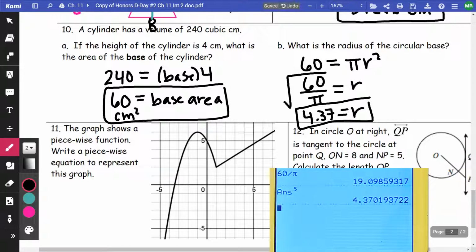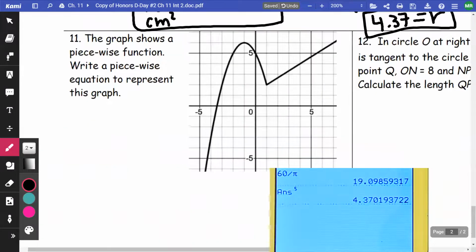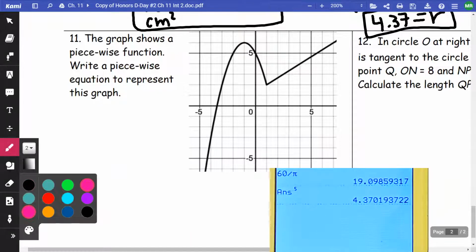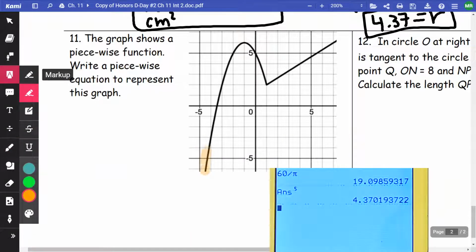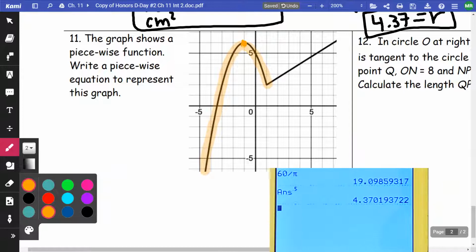Okay, on number 11, we have a couple of graphs here. So this first graph is a parabola. It has a vertex right here at -1, 5. If I want to look for my A, if I go over 1, I went down 1. So that means my A is a -1. So just for that portion, that would be y equal negative quantity x plus 1 squared plus 5.